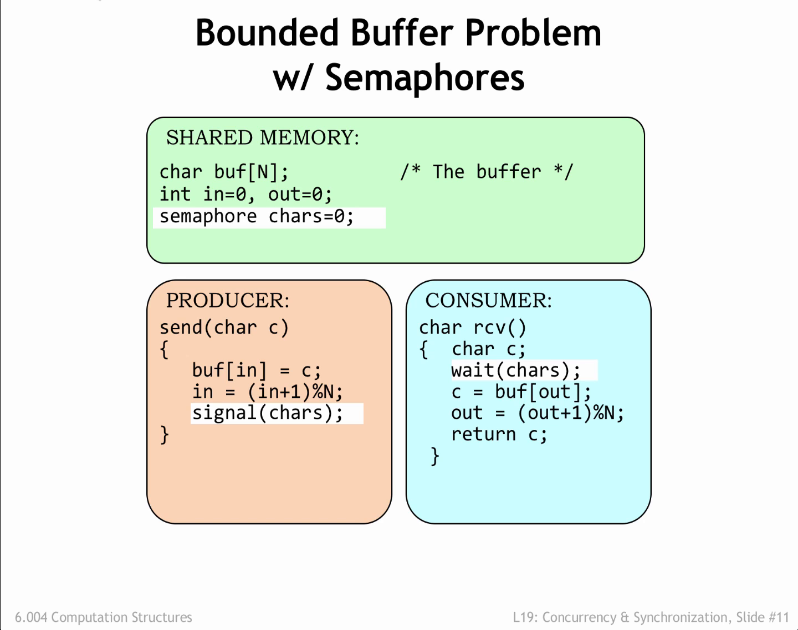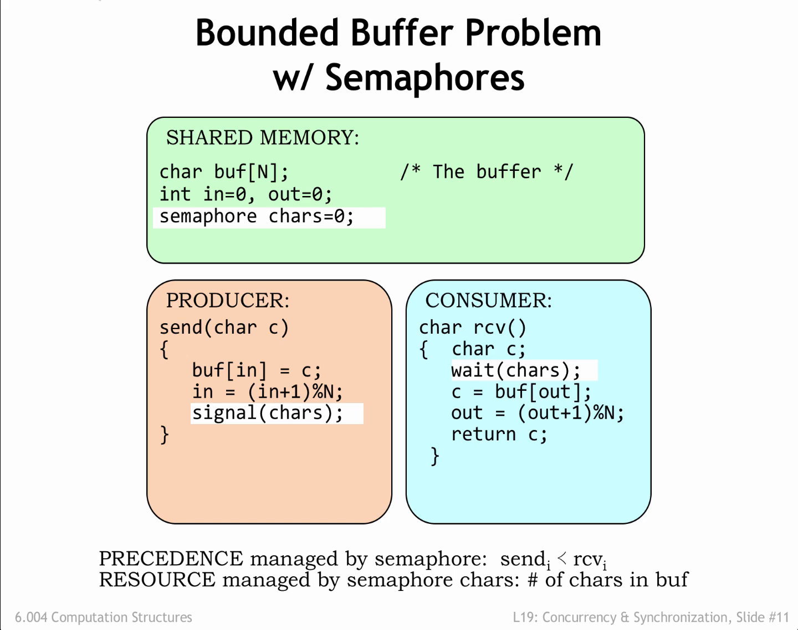We can use semaphores to manage our n-character FIFO buffer. Here we've defined a semaphore chars and initialized it to 0. The value of chars will tell us how many characters are in the buffer. So send does a signal(chars) after it has added a character to the buffer, indicating the buffer now contains an additional character. And receive does a wait(chars) to ensure the buffer has at least one character before reading from the buffer. Since chars was initialized to 0, we've enforced the constraint that the ith call to signal(chars) precedes the completion of the ith call to wait(chars). In other words, receive can't consume a character until it has been placed in the buffer by send.